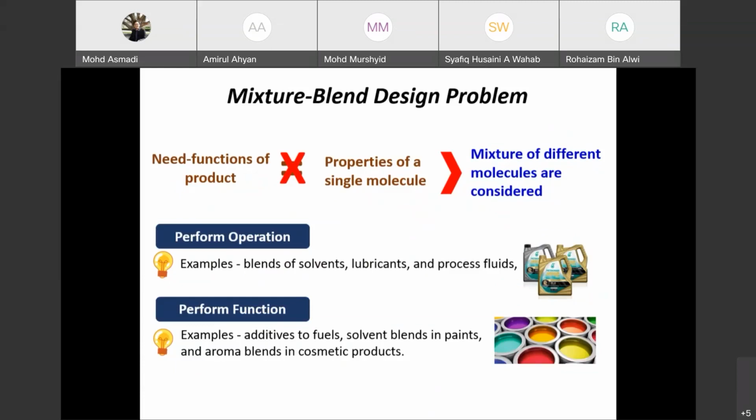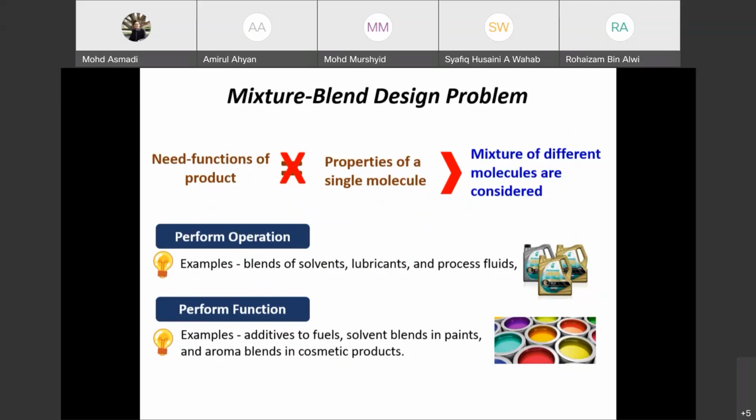Okay, if the need function of the product cannot match the property of a single product, we will consider a mixture of different molecules. So you will test a mixture of different molecules. Here, example operations are blends of solvent, lubricant, process fluid, performance additive fuels, solvent blends, and aroma blends in cosmetic products.